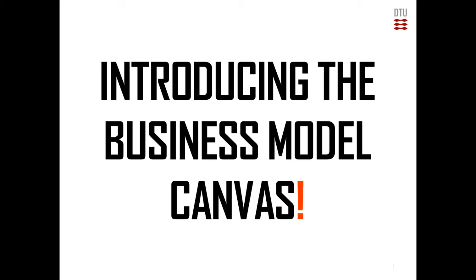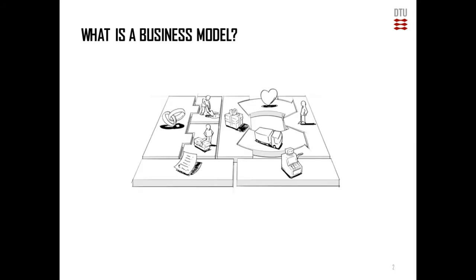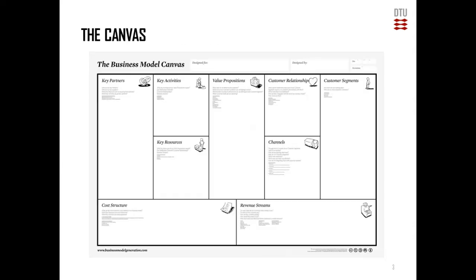Introducing the business model canvas. A business model is a framework for making money. It is the set of activities that a company performs to create customer value and earn a profit. The business model canvas is based on 9 building blocks.